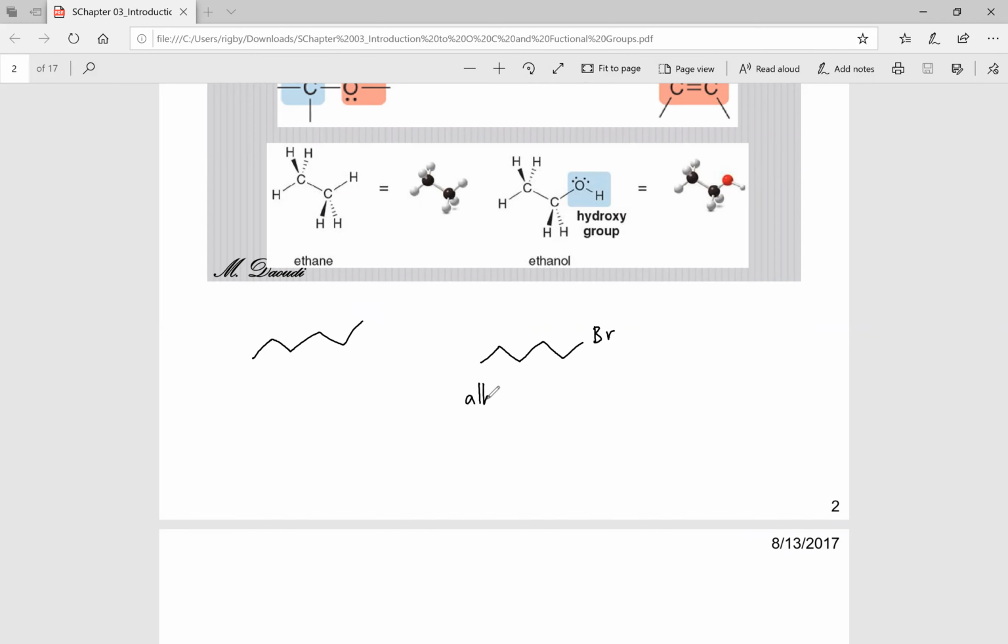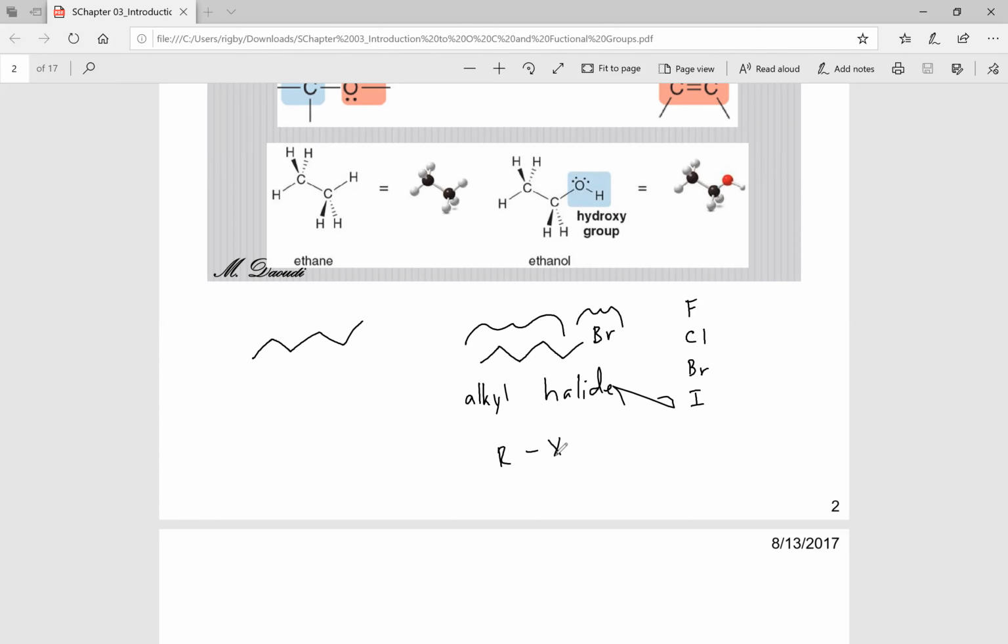However, if instead I had a bromine at the end, that would make this something called an alkyl halide. And you can notice here that an alkyl group or an alkane group is just whatever we have carbons single bonded to carbons saturated with hydrogens. The halide group is the halogen at the end. So this Br could be an F, a Cl, a Br, or an I. That's what makes this an alkyl halide. The alkane group, which is the R group, attached to a halogen, which you'll mostly see as X.